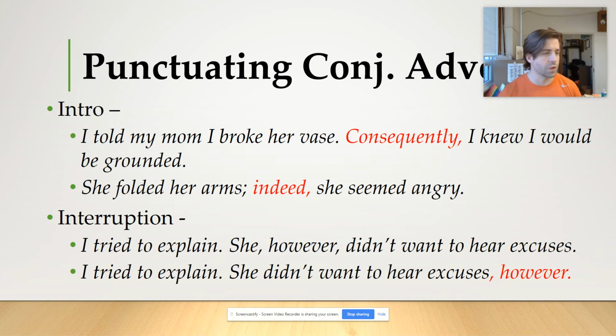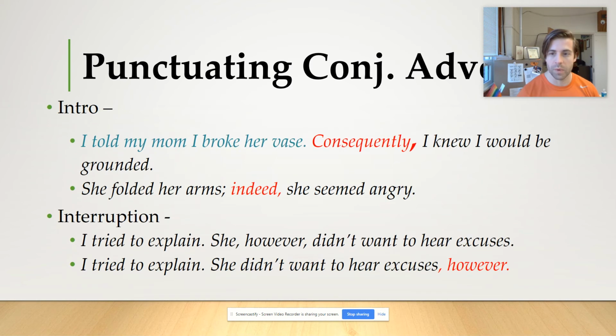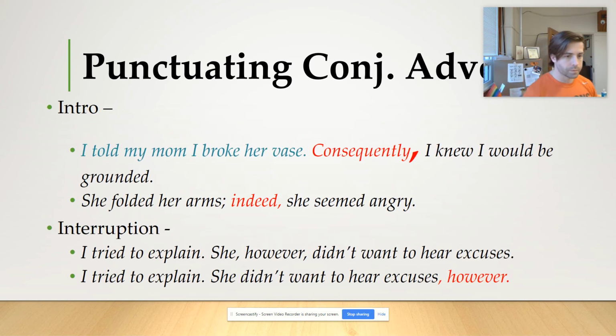Take a look at this first one. I told my mom I broke her vase. Consequently, I knew I would be grounded. We've got two sentences here. Sentence number one, I'll highlight it blue so we can see it. And then we just start this next sentence: Consequently, I knew I would be grounded. It's acting as that introductory word, with just one simple comma. I'll put that in bold and make it really big. There we go, there's my comma.